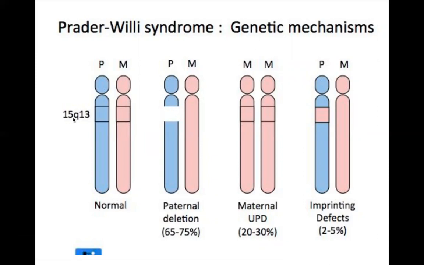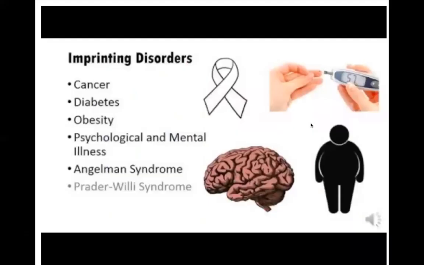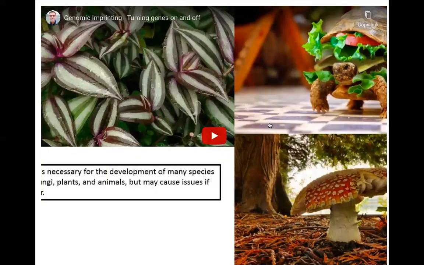That's on chromosome number 15. That's where this Q comes from. It means this section of the DNA of the chromosome itself could be missing. Now, in about 65 to 75% of the cases, this is where the error occurs. But sometimes you could also have imprinting defects that would be responsible for the 2 to 5% that you see here. So how does imprinting work, and how does it lead to these genes not functioning properly, such that it results in different forms of syndrome? Let's take a look.